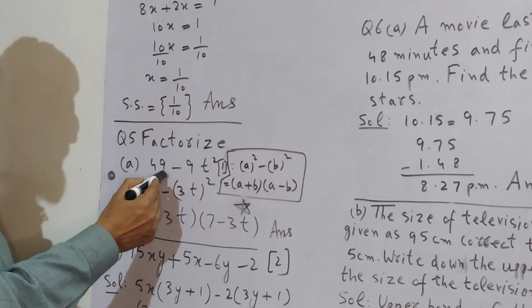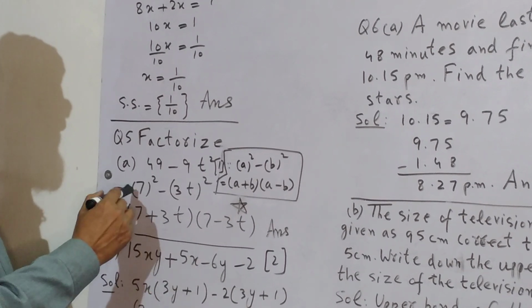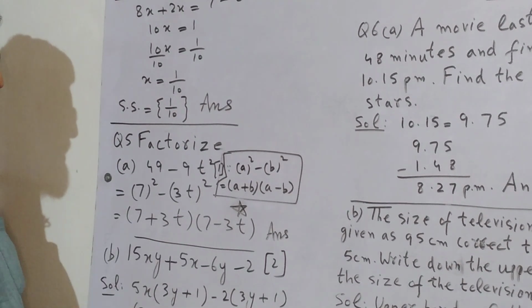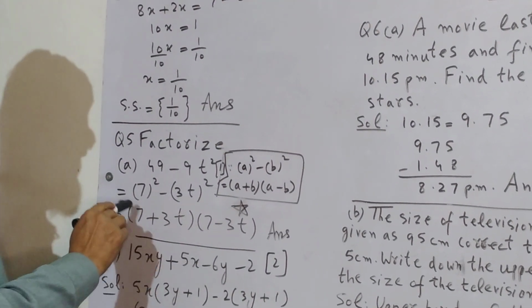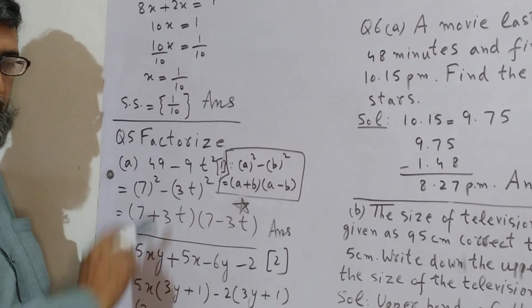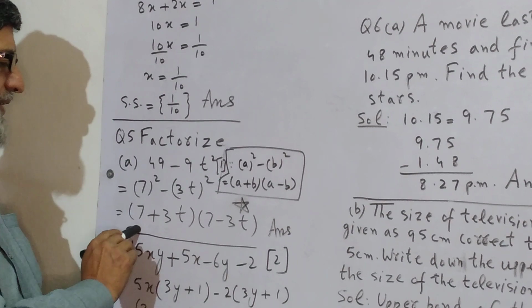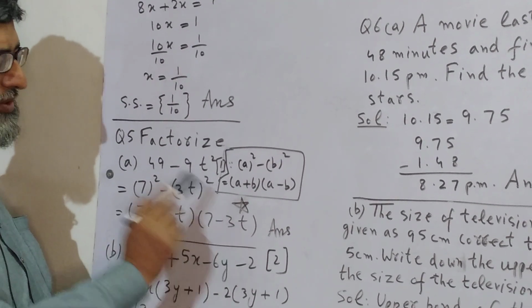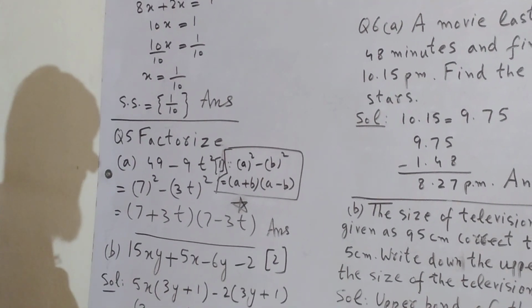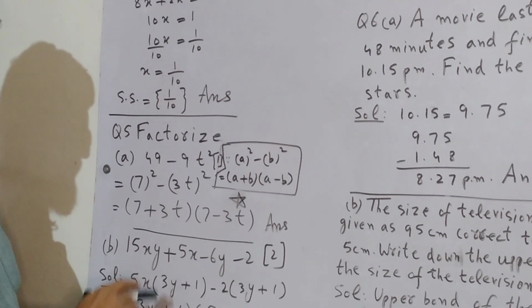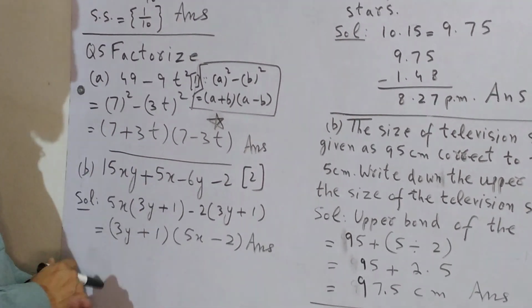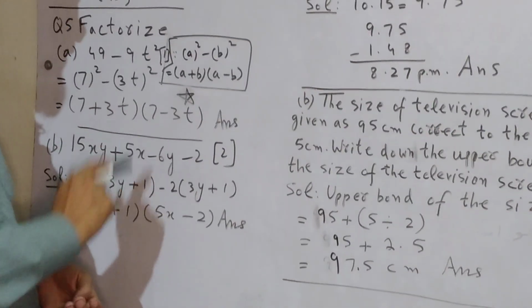So this formula will be followed here. As you can see, 49 is the square of 7, and 9t square is the square of 3t. So the first term is 7 and the second term is 3t. So we write it as 7 plus 3t into 7 minus 3t. That is our answer. The second part is 15xy plus 5x minus 6y minus 2. Its weightage is 2 marks.